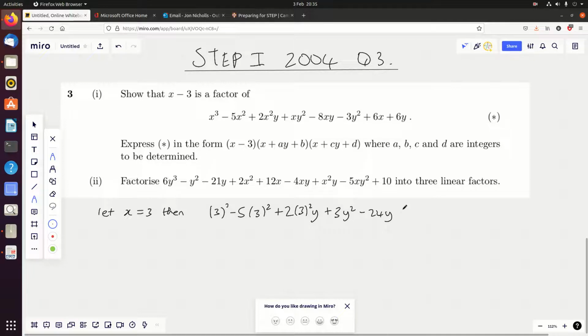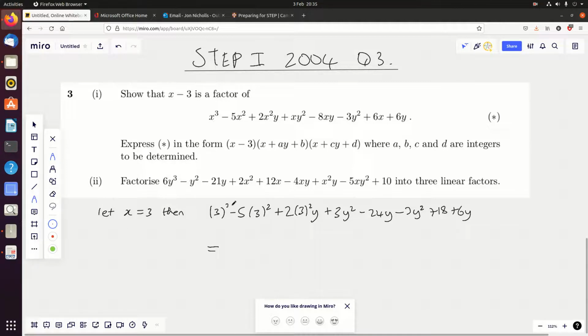Try not to make a mistake as this happens. I know I frequently do. Plus 18 plus 6y. Okay, so we're crossing our fingers at this stage. Okay, simplify a little bit, or maybe we should just try and actually cancel it down now. I do get somewhat impatient and I skip a lot of steps nowadays.